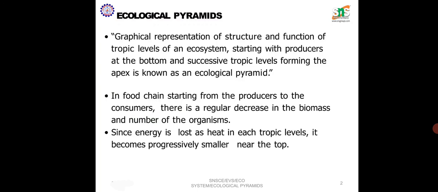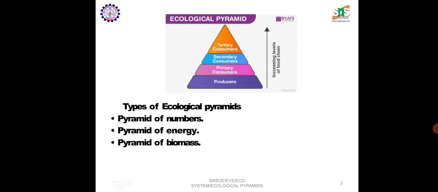In a food chain, starting from the producer to the consumers, there is a regular decrease in the biomass and number of organisms. Since energy is lost as heat in each trophic level, it becomes progressively smaller near the top. So this is the ecological pyramid. The types of ecological pyramids are pyramids of numbers, pyramids of energy, and pyramids of biomass.